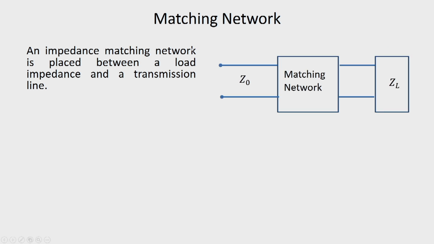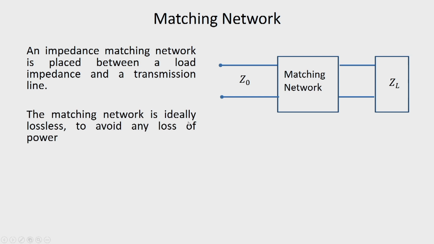Now, this is the block diagram of a matching network. We have a transmission line, Z0 is the characteristic impedance and ZL is the load impedance. We know that if we connect ZL directly to this transmission line, then when ZL is not equal to Z0, there will be a reflected signal and the power will not be fully absorbed by the load, it will be reflected back. So, what do we do? We introduce a matching network in between.